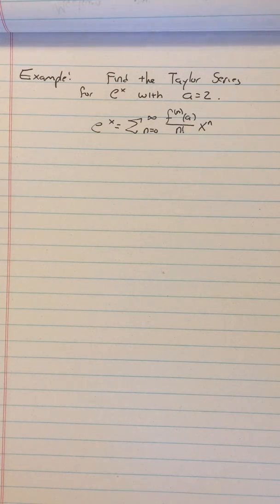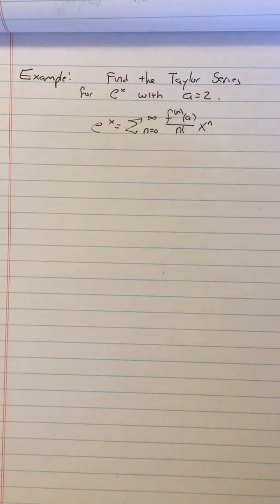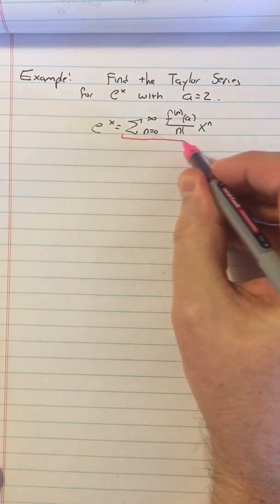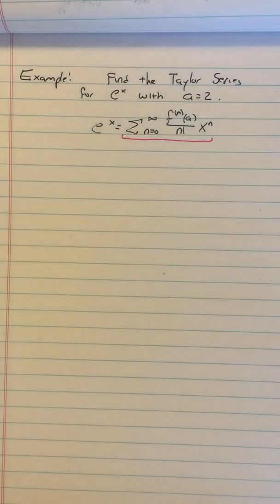So now let's do some specific examples of things that you would have to do for the homework or on the AP exam. So we're asked to find the Taylor series for e to the x with a equals 2. And so here's just a reminder of how I do this. I wrote for e to the x, but what I wrote here is just the general Taylor series. And this is what you really have to know for that exam.